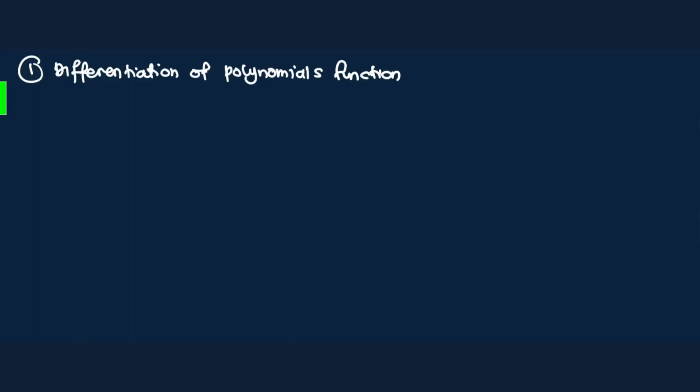Now, let's go to the first differentiation for polynomials function. The rules to differentiate polynomial function start with d of dx for a constant denoted as a is equal to 0. So whenever you differentiate a constant, you will get 0.